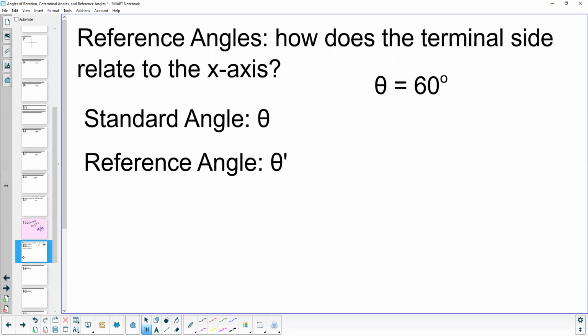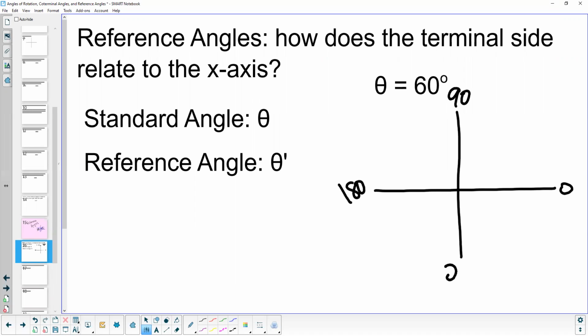So when it comes to our standard angle or our original angle, we're going to be using the notation theta. And our reference angle is going to be theta prime, or theta to the power of 1. But what we're going to do is we are going to find these reference angles first by sketching a picture of our angle. So we're going to draw our x and y axis here, our little t. In this case where we have a positive angle, we're going to have 0, 90, 180, and 270. And then we are going to want to just sketch a picture of our angle here.